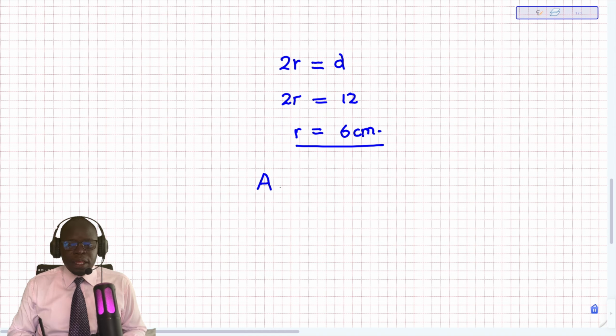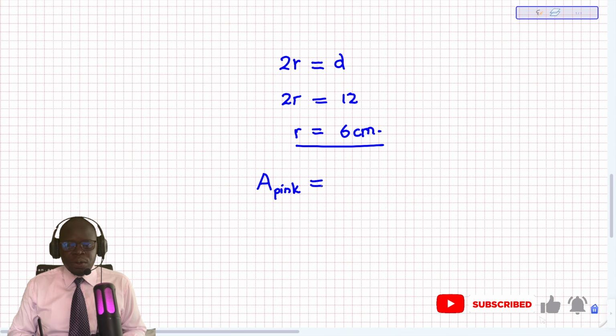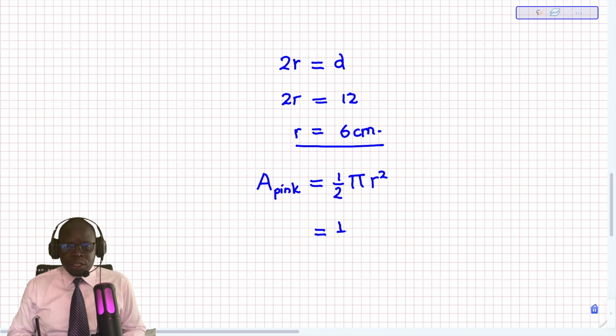Since we already know the radius, it becomes easy for us to get the area that is pink, and of course, the pink area is the area of the semicircle, and is gotten by half of the area of the circle itself. So we have half pi r squared. Then making substitution, we have half of pi times 6 squared. If we square 6, we get 36, and 36 divided by 2 is 18. Therefore, our area is 18 pi, and that is square centimeters.